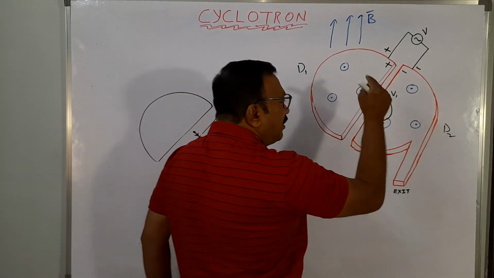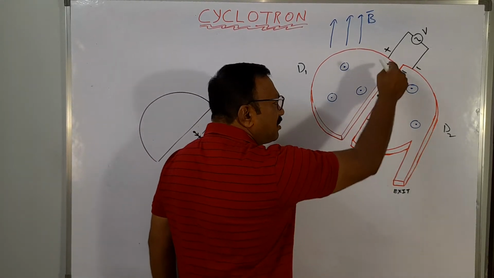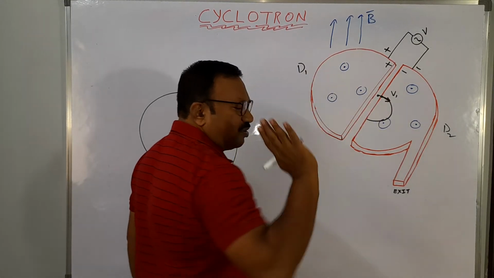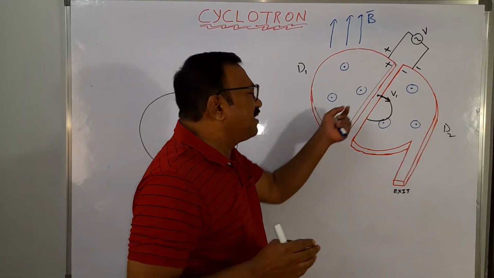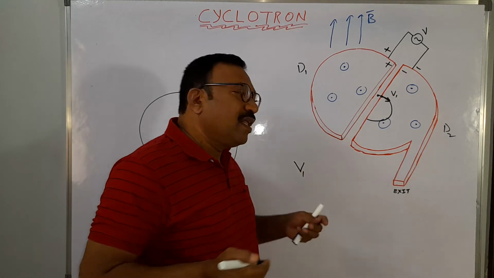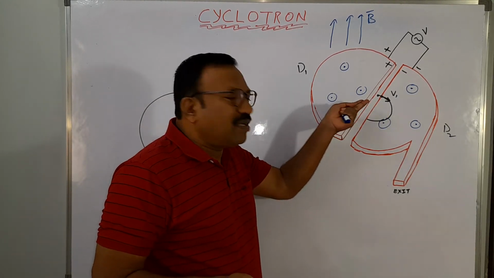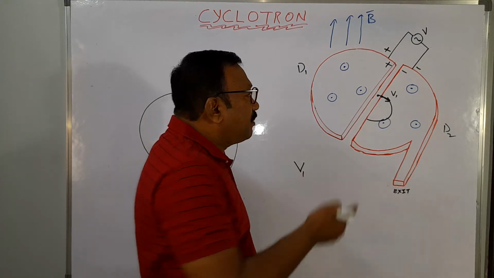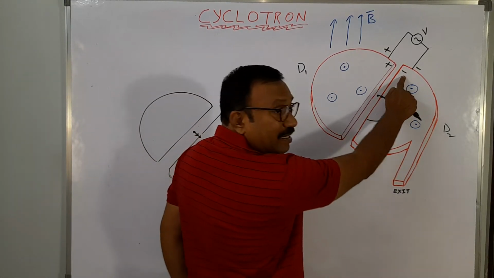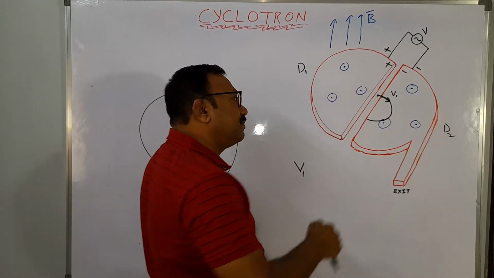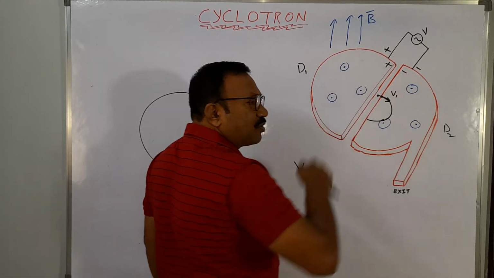Let me not take an electron here, because this polarity will not make you understand. Let me take some positive charge, a source of protons. That proton will be attracted towards the negative plate, so it is accelerated between the plates. Then it moves in a circular motion.